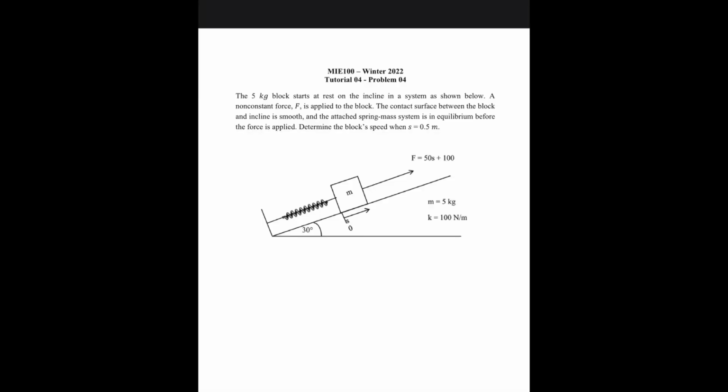Okay, so for our last question of the tutorial, we've got a 5 kilogram block starting at rest on the incline in a system as shown below. A non-constant force F is applied to the block. The contact surface between the block and the incline is smooth and the attached spring mass system is in equilibrium before the force is applied. Determine the block's speed when S is equal to 0.5 meters.